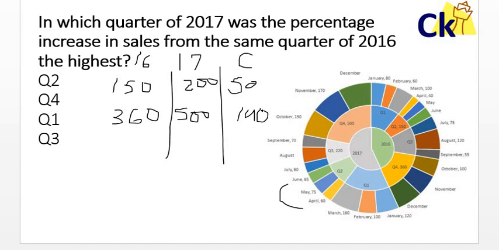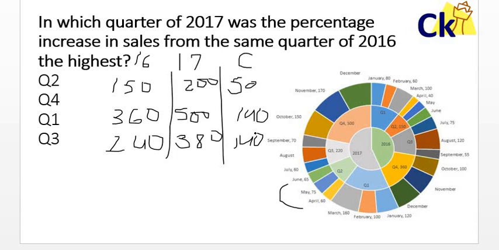Now for quarter 1, the value for 16 is this: 80, 60, 100. That is nothing but your 240. And for quarter 1 of 17 it is nothing but 160, 100 and 120. That is nothing but 380. So your change again is 140.